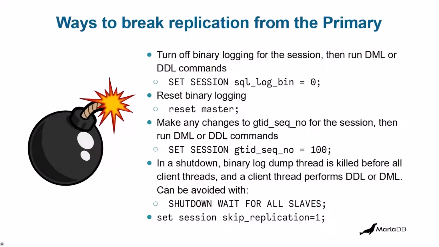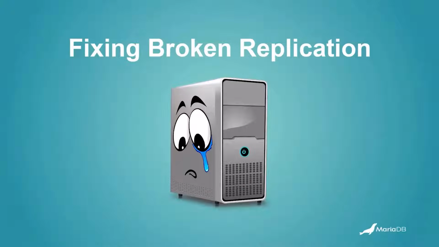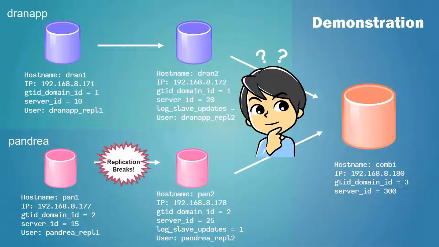The most common way to break replication from the replica is to insert, update, or delete rows that are later inserted, updated, or deleted on the primary. This is especially true when using row binlog format. Fixing broken replication. Replication has broken between our 2 Pandrea servers. Let's fix it and see what happens with the replication going to Combi.